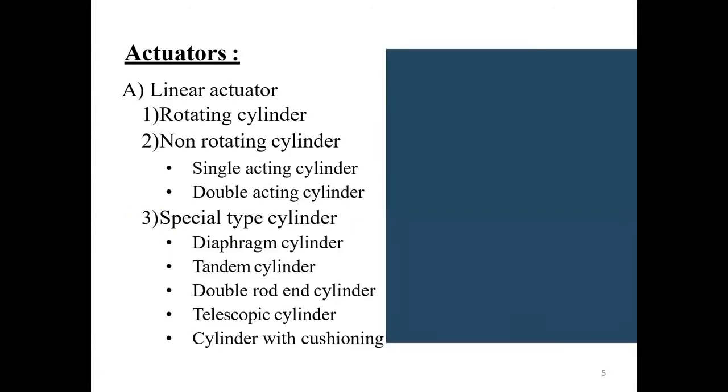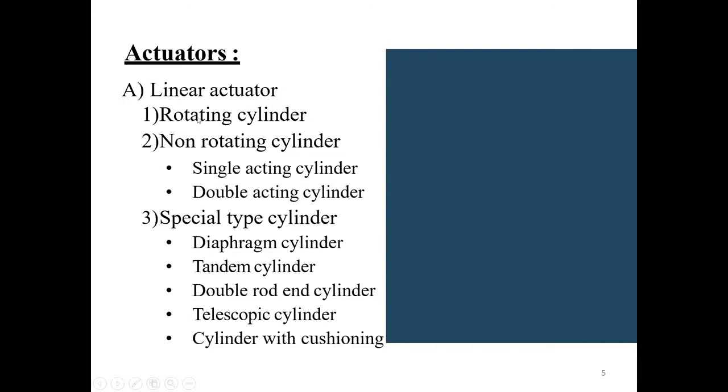So here we are to see the types of actuator. There are two types of actuator. First one is linear and another one is rotary. Here on your screen you can see the types of linear actuators again. Linear actuators again have three types. First one is rotary cylinder, then second one is non-rotary cylinder, and third one is the special type cylinder.